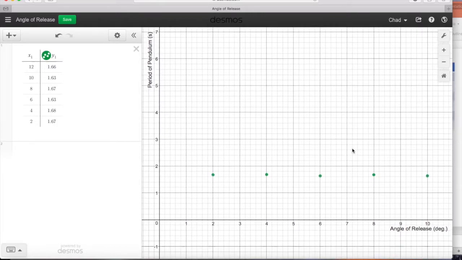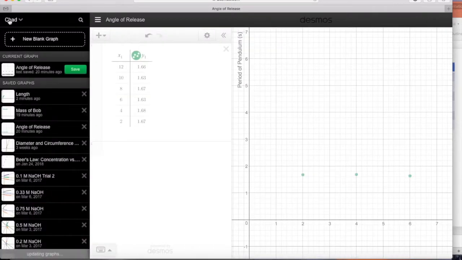And from this graph, we can see right away there is no relationship. As the angle of release goes up, what happens to the period of the pendulum here on the y-axis? It stays at a constant 1.6, 1.7. So that has no effect. Let's go to the next graph.